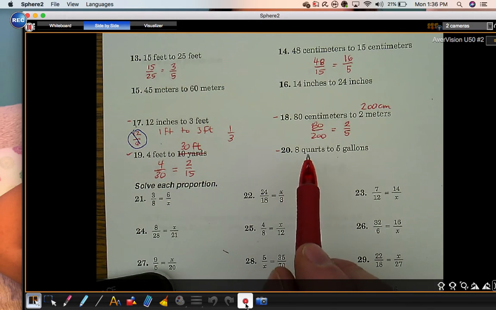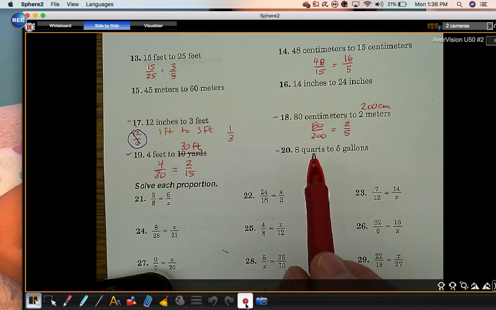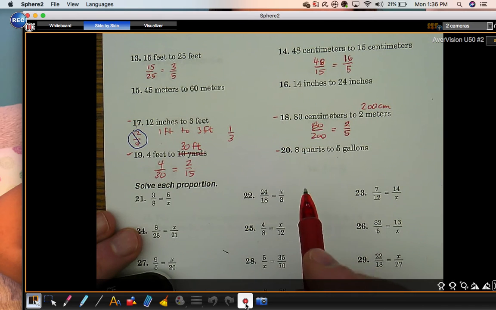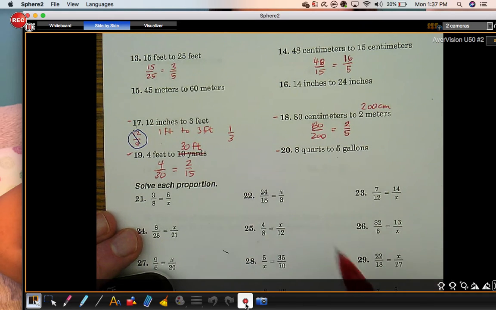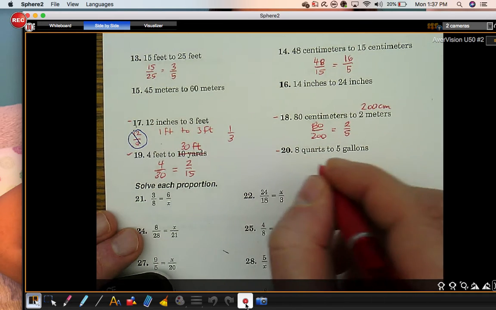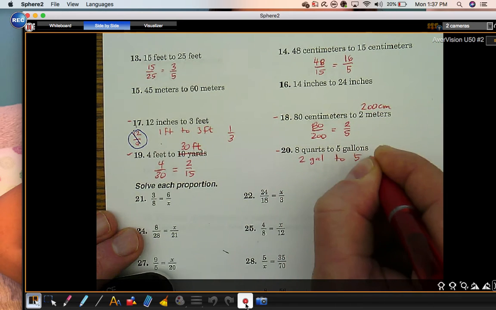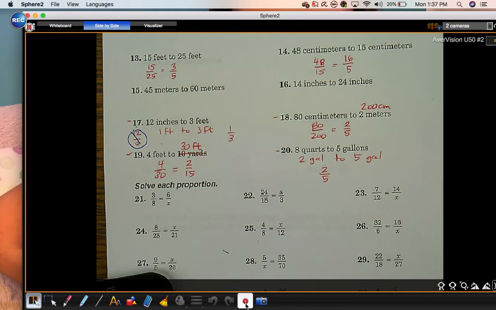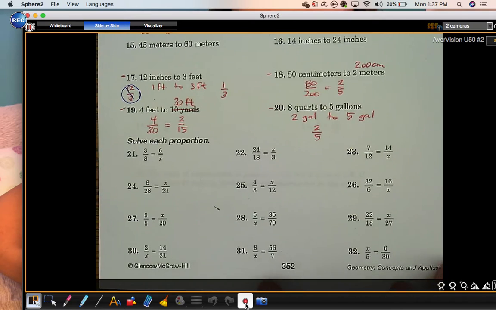Number 20, 8 quarts to 5 gallons, not the same units. How many quarts are in a gallon? If you don't know, again, ask your phone. It'll tell you. There's 4 quarts in a gallon. So 8 quarts actually makes 2 gallons. So we're going to compare 2 with 5. That's your reduced ratio. Make sure your units are the same.